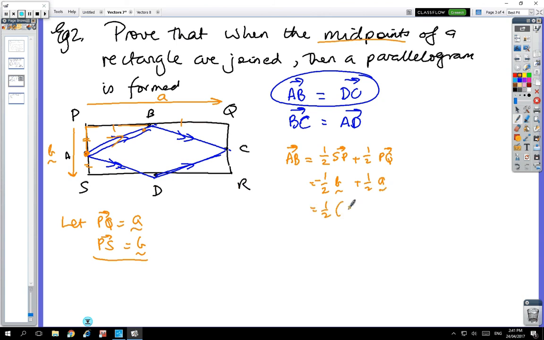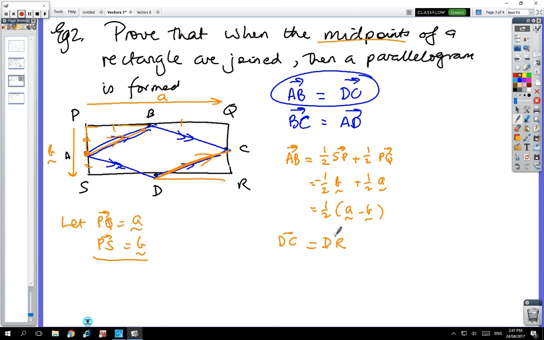So I've got a half of A minus B. Now, I'm trying to prove that that equals that. So, how do you get from D to C? How do you get from D to C?